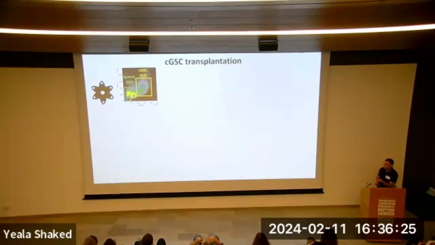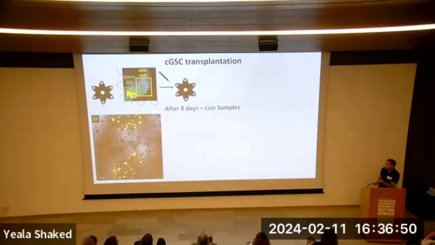And then we proceeded with the transplantation assays after we saw that cluster number 2 was found in the CGSC population. So we took 2 different populations. One was the sperm population. We stained it with green, with DiO. That will be a control because they are not supposed to differentiate any further. They are not supposed to contribute to the gonad. And the CGSC cells were stained with orange. Then we mixed the cells and transplanted them into a recipient colony. And after 8 days, we examined the live samples.